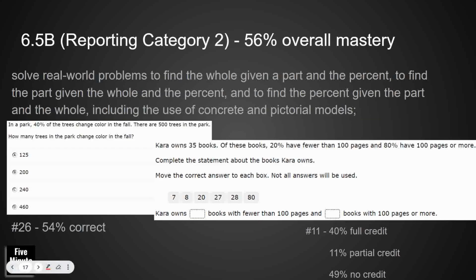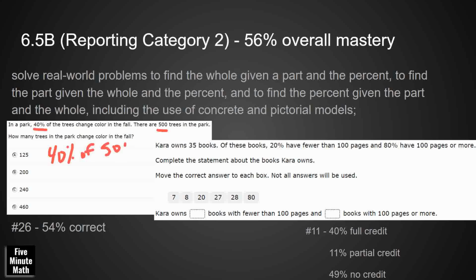Next, we're looking at 6.5b. This is 56% overall mastery. We tested twice. We are solving real-world problems, given a whole, part, and or percent, to find the missing one. All right, so we had 54% choose correctly on 26, and so we had 40% of the trees. There were 500 trees. What is 40%? Okay, so really we're looking at 40% of 500.